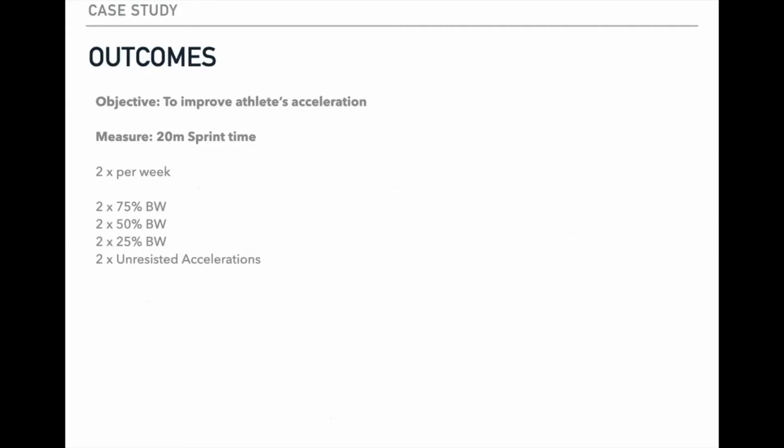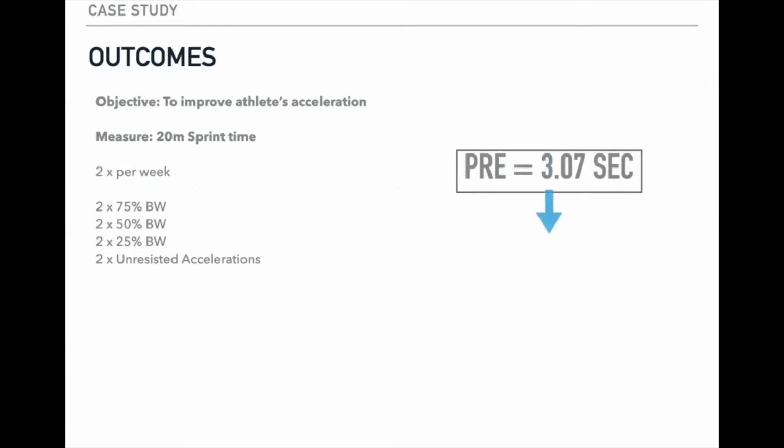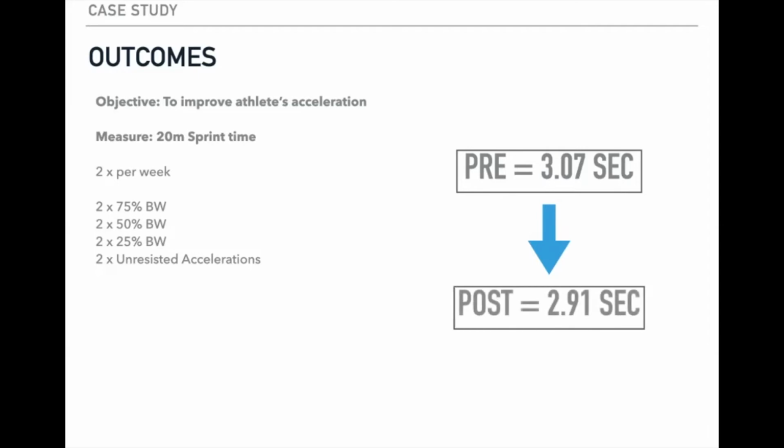So the aim was obviously to improve the athlete's acceleration. 20-meter sprint time was our measure. We started out with a PB on the 20-meter of 3.07 seconds, and after the intervention, the guy PB'd with a 2.91 second 20-meter sprint. So we were really happy with the outcome of the intervention.